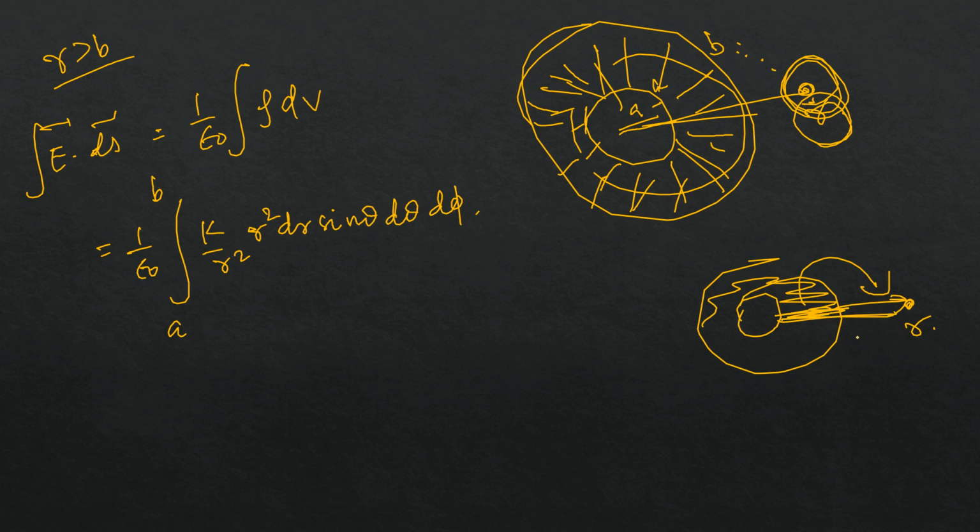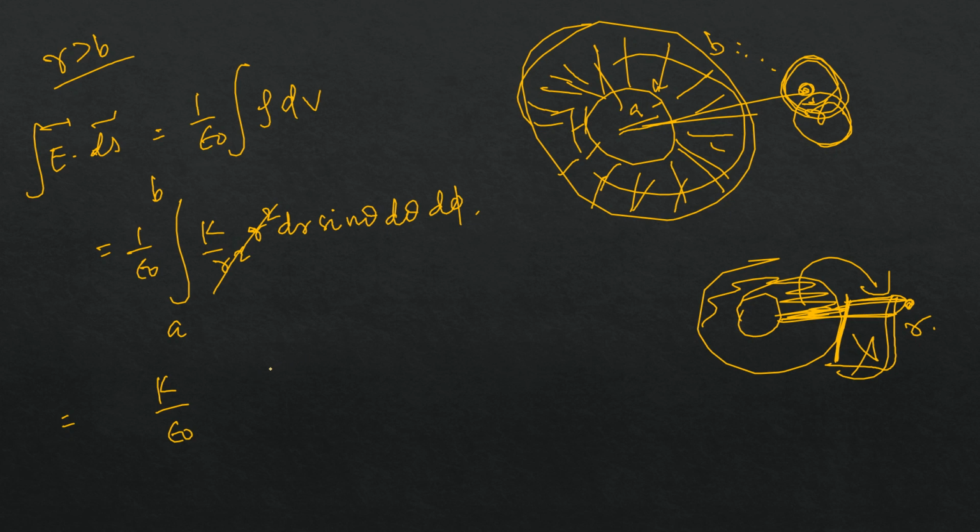Okay, not A to R. You must be thinking A to R. No. Why A to R? Because there is no charge density between B to R, so why will we even consider it? We will only consider A to B. So 1 by r square cancelled, k comes out, k by epsilon naught.